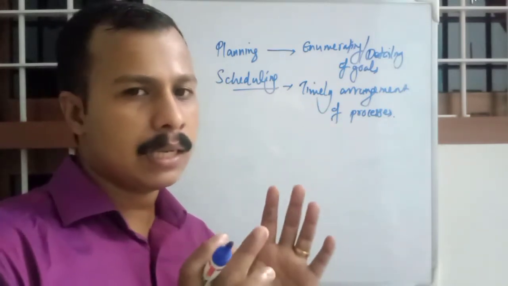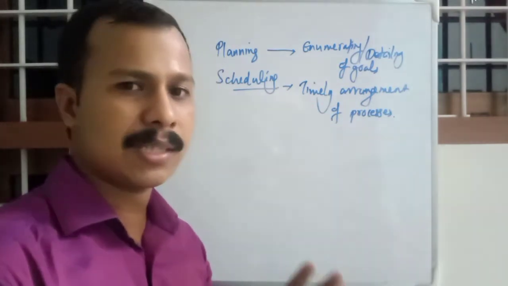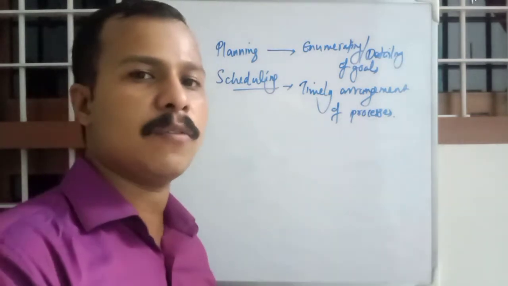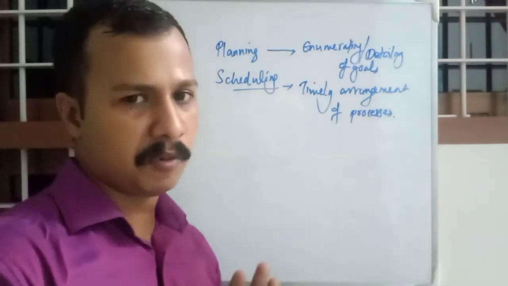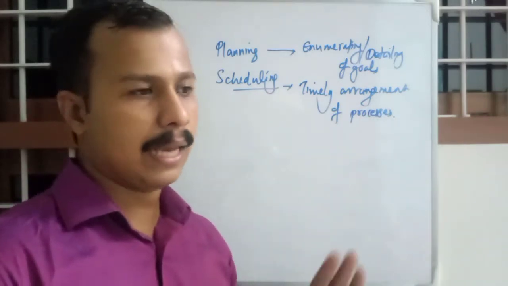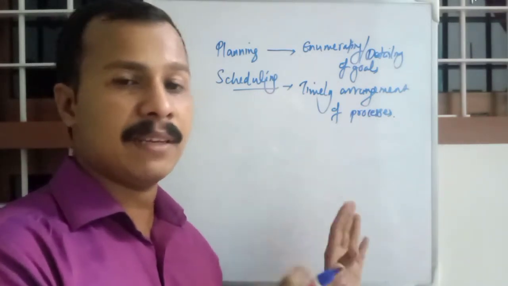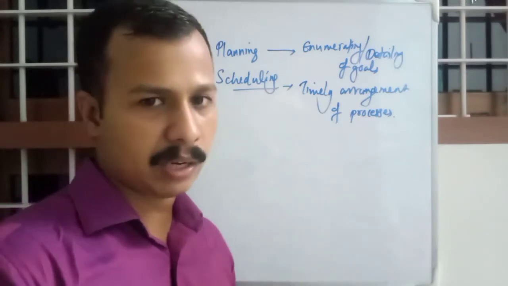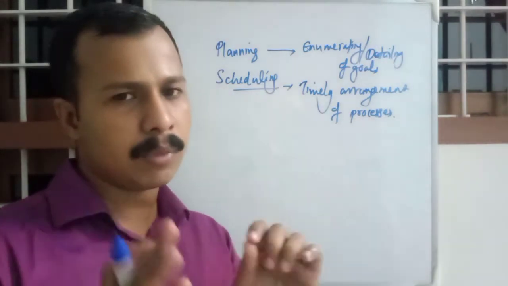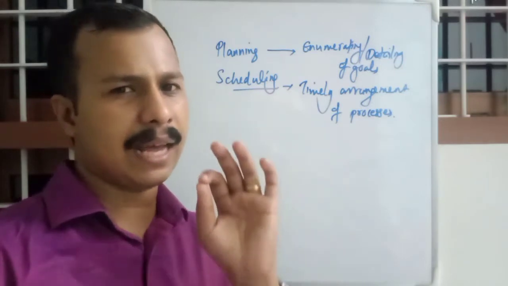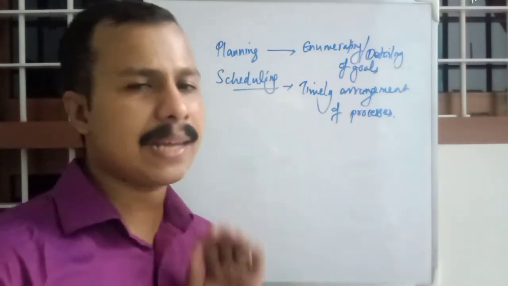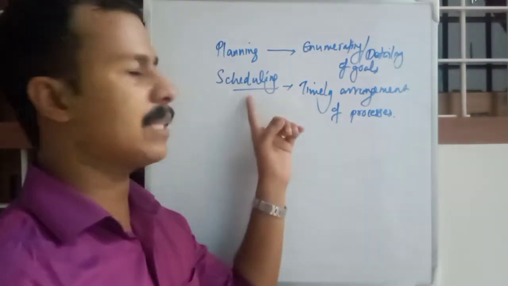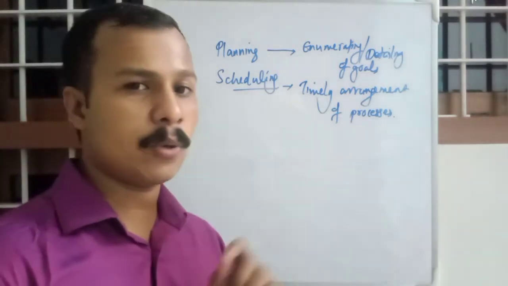And some processes cannot be started without completion of another process. Only after plastering of a wall can we start with painting. And before painting we need to be done with plumbing and electrical works. So there is a particular order and a particular set of arrangements to be noted for any construction project. All these arrangements will be done in the scheduling part.